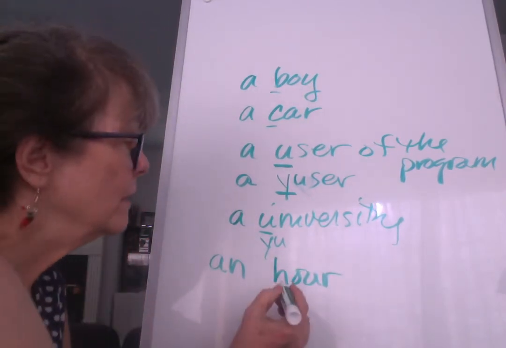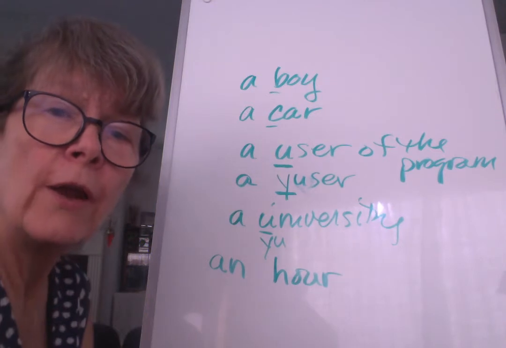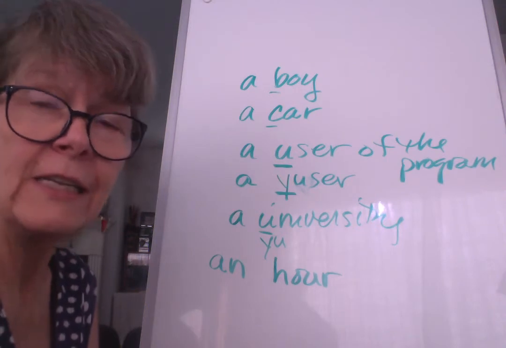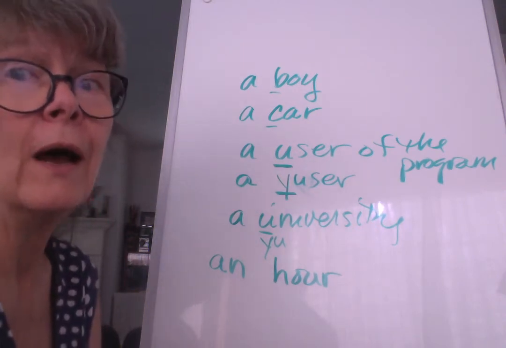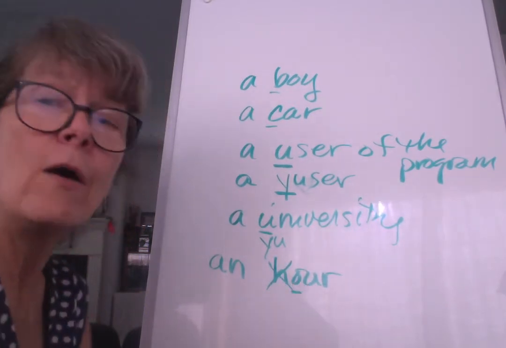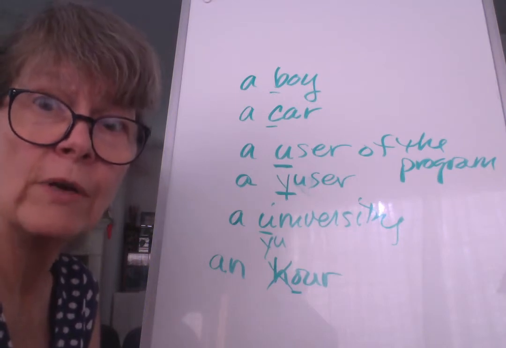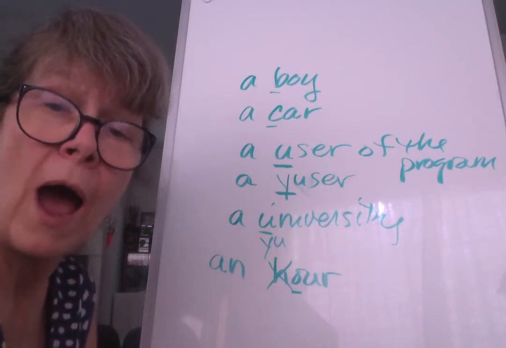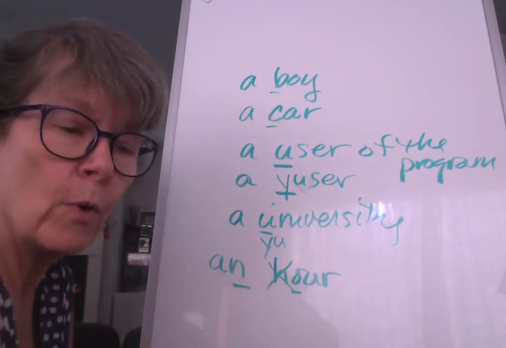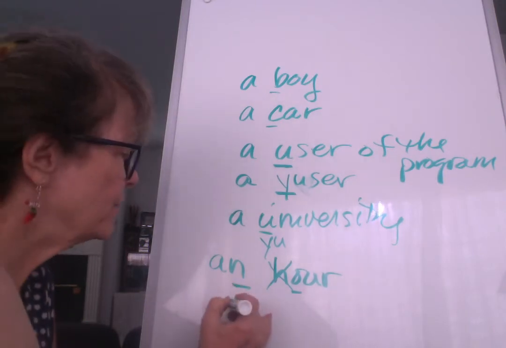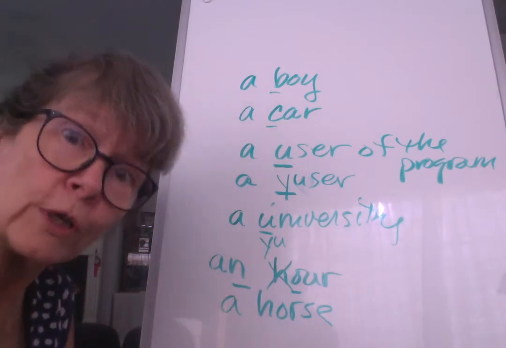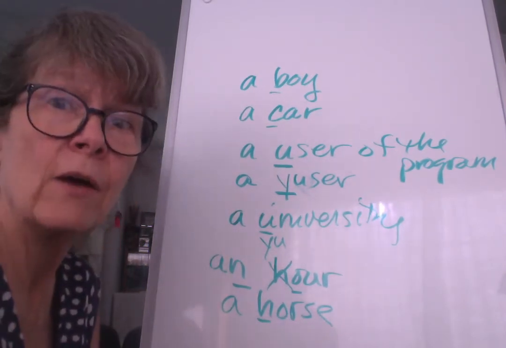Because if I say an hour, H doesn't make the sound, I don't say a hour. If I did say a hour, it would be a hour from now. But we don't pronounce that, do we? And the sound that comes next is a vowel sound. Hour, ow, ow, hour, right? Sounds like an O. So we have to say an hour. But if we say a horse, horse, we say the consonant sound.